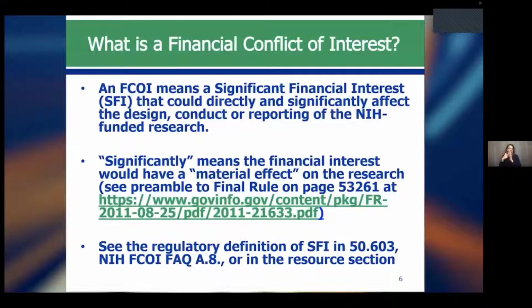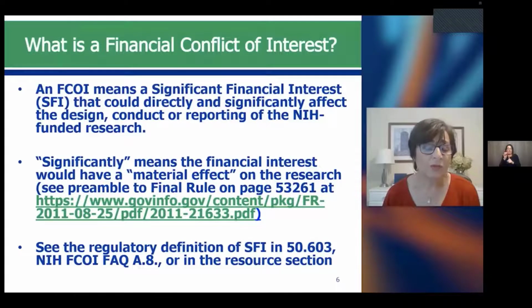So what is a financial conflict of interest? A financial conflict of interest means a significant financial interest that somebody has could directly and significantly affect the design, conduct, or reporting of the NIH-funded research. Significantly means that the financial interest would have a material effect on the research. So again, I want to direct your attention to the regulation to look at the definition of a significant financial interest, because I have used that on this slide.